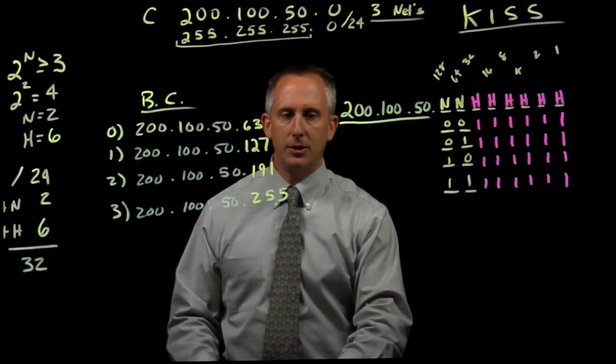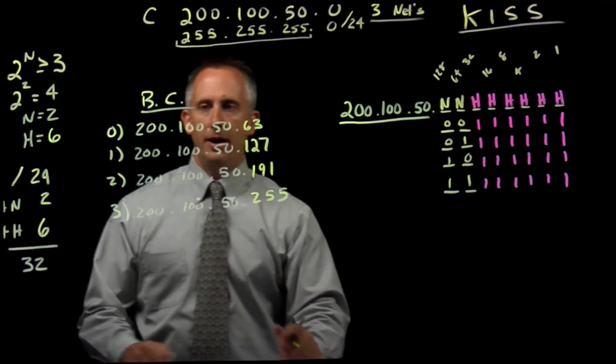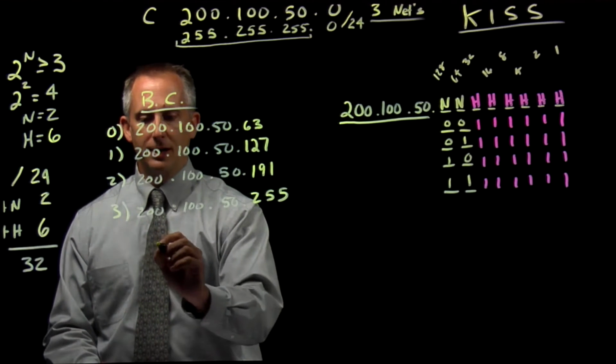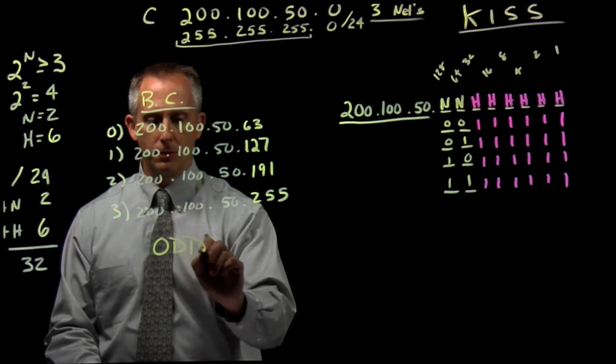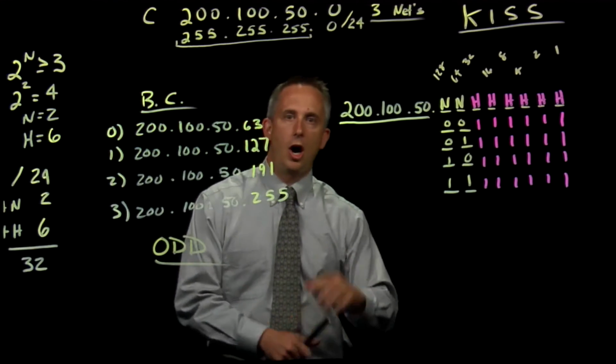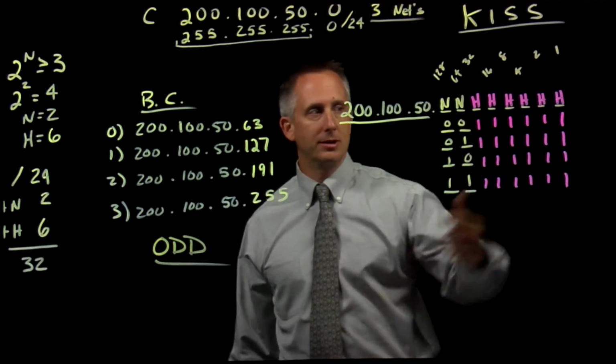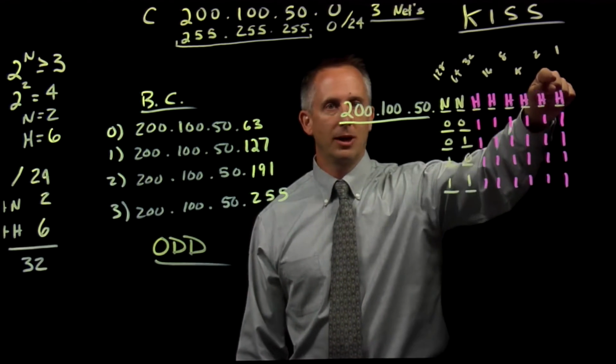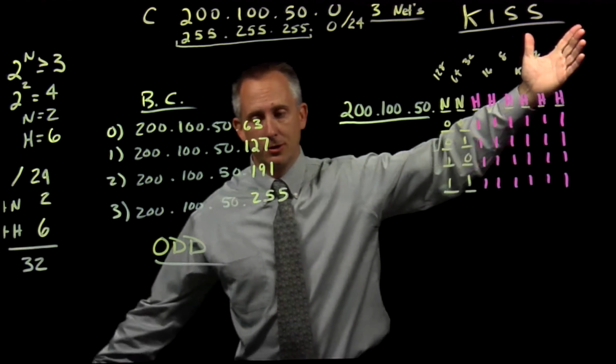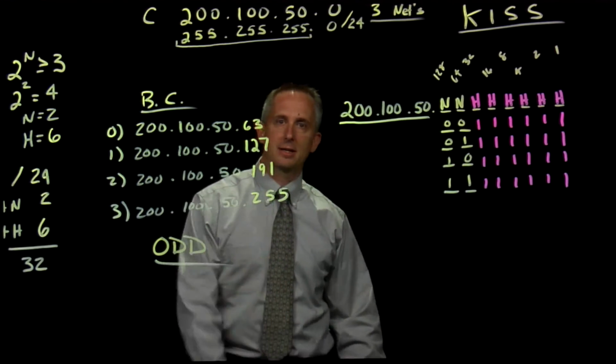Remember on the network addresses, they're all even? I guarantee if you do it right, all the broadcast addresses will be odd. They will always be odd. Why? Because I make the H bits 1s. The last bit has to be a 1. That's the only way I can make something odd. So you know your broadcasts are always going to be odd.